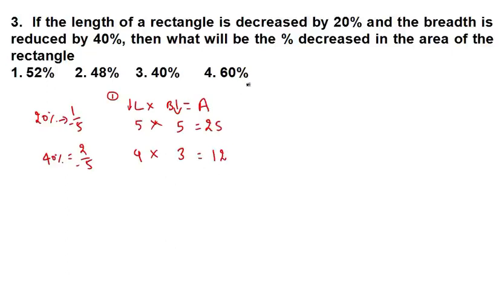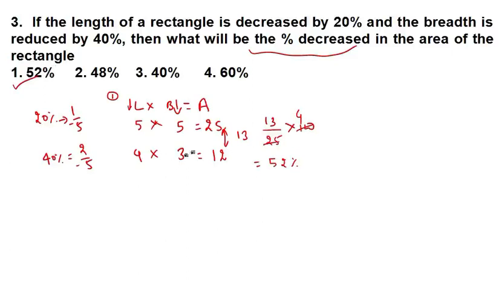Now it is asking by what percent it got decreased. Okay, then it got decreased by 13, right? It got decreased by 13 from which number? From 25, from original number. You have to write the original number in the base, into 100. So 25 and 4, if you cut, you will get 52%. It means that 1 is the right answer.